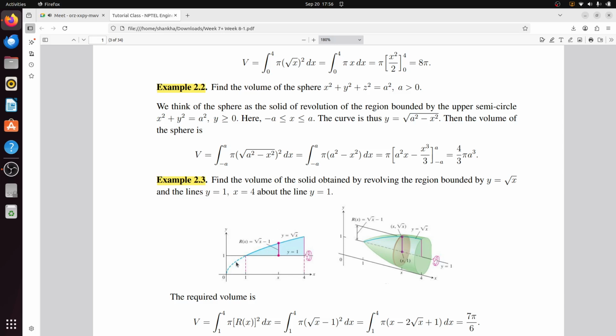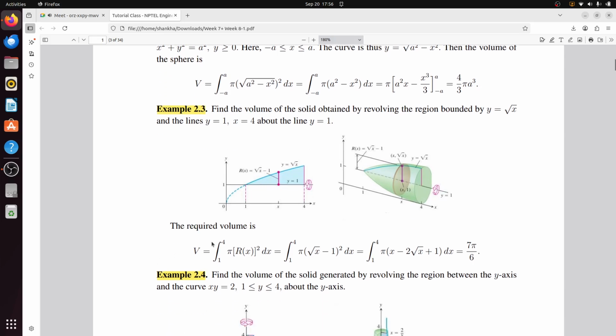Your limit of integration will be, since you are rotating about the y equal to 1 axis, 1 to 4 pi r(x) whole square dx, which is 1 to 4 pi square root of x minus 1 whole square dx, which is 1 to 4 pi times x minus 2x root x plus 1 dx. If you integrate it, it will give you 7 pi by 6.